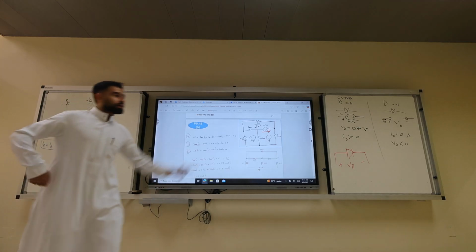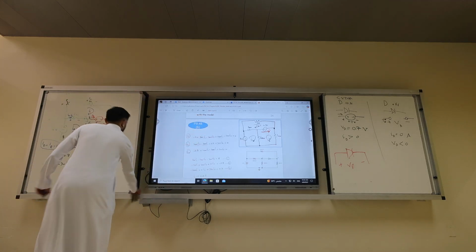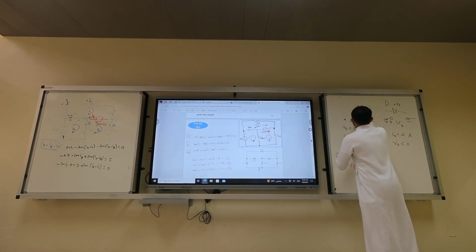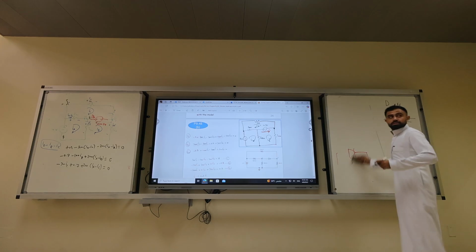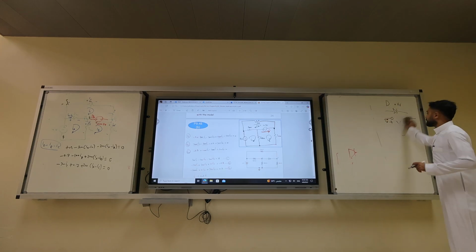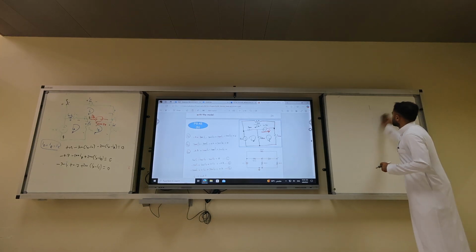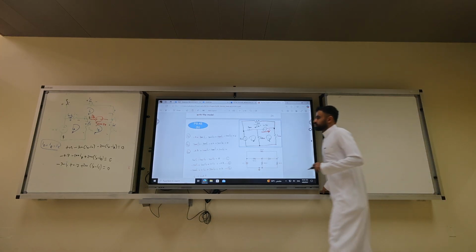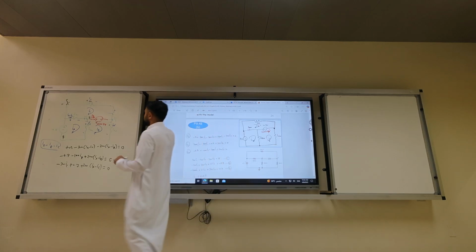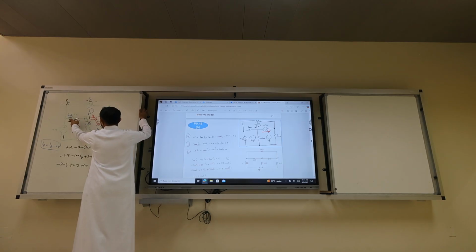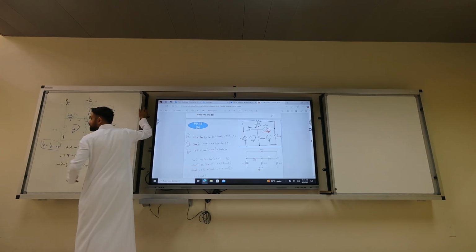Standard form. Can I erase this? Who wants to do the standard form? Is there a mistake? I think we have sign configuration. What is the sign configuration? Minus 200, this voltage. This one or this one? No, this current is IA minus IC. It enters from the positive.